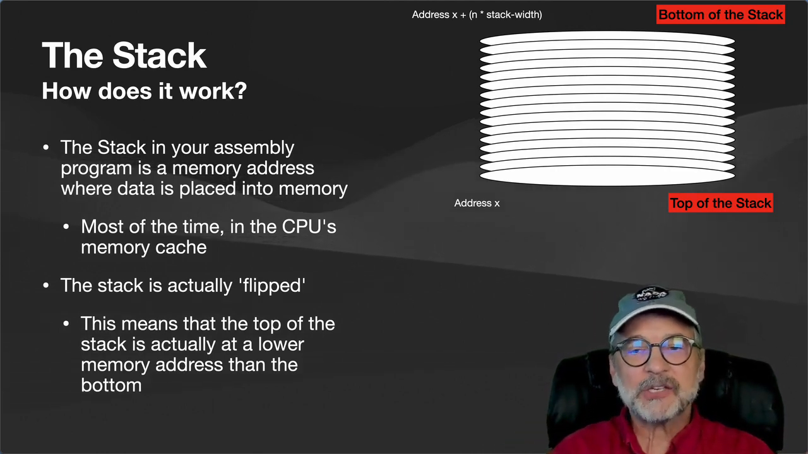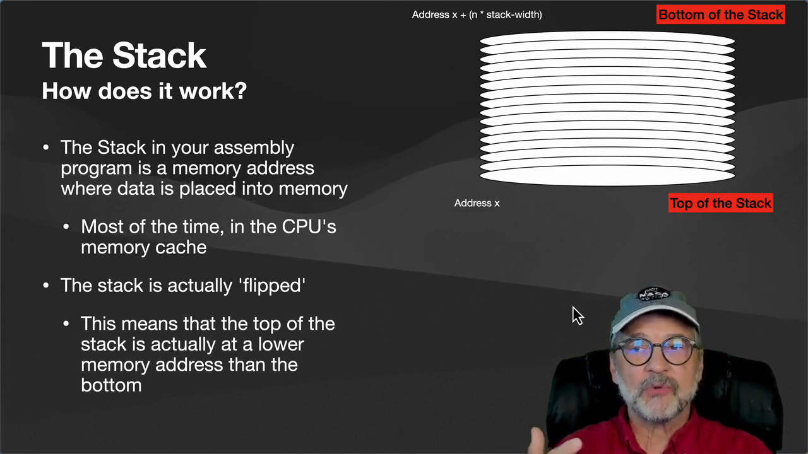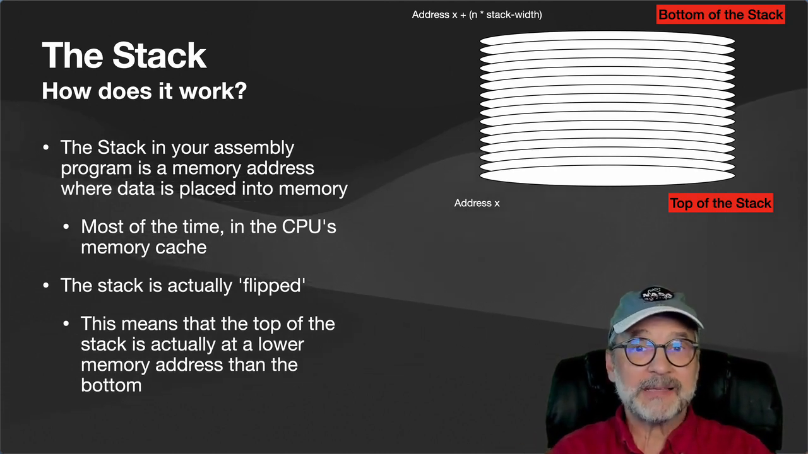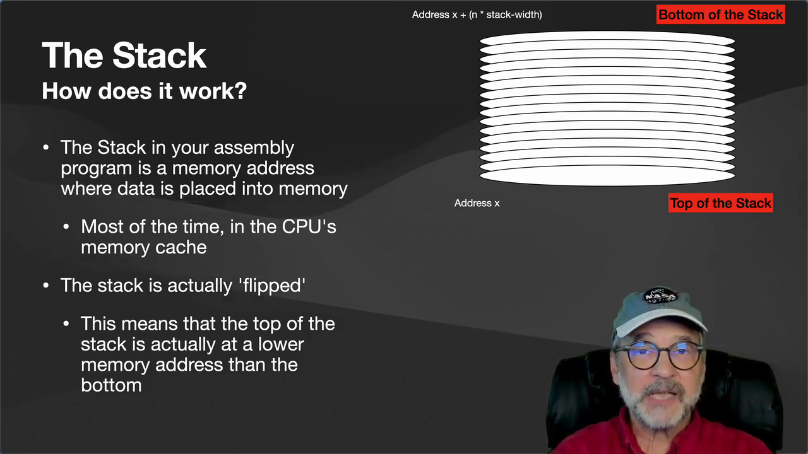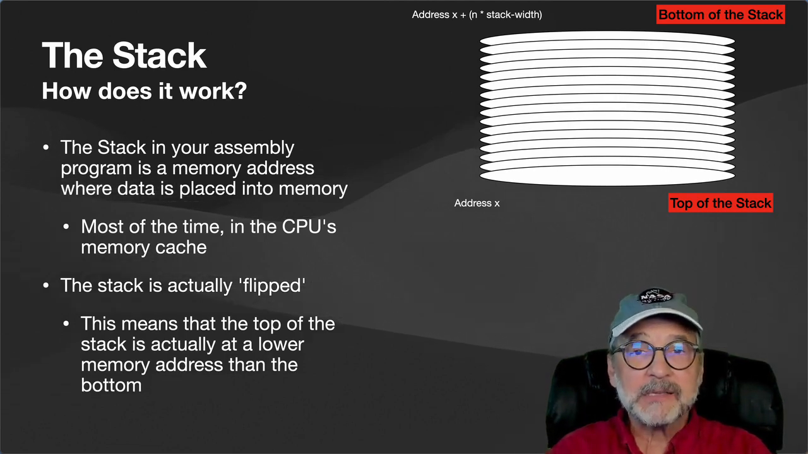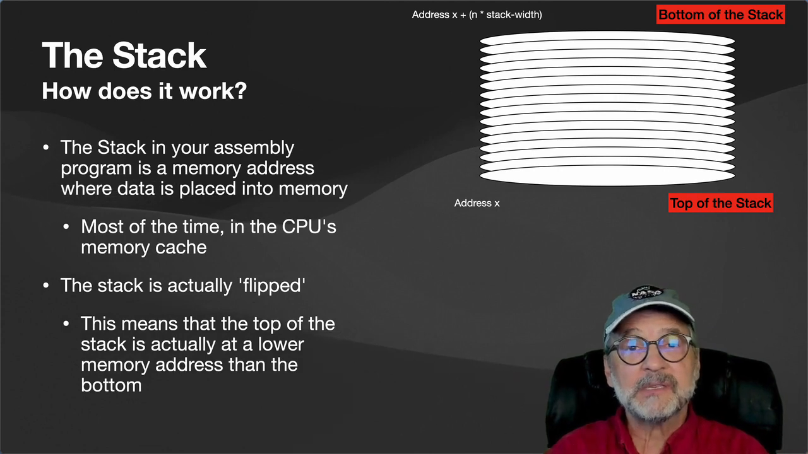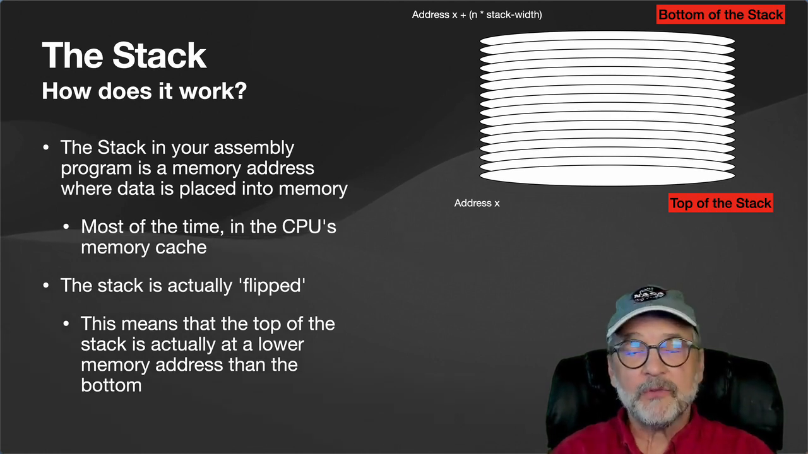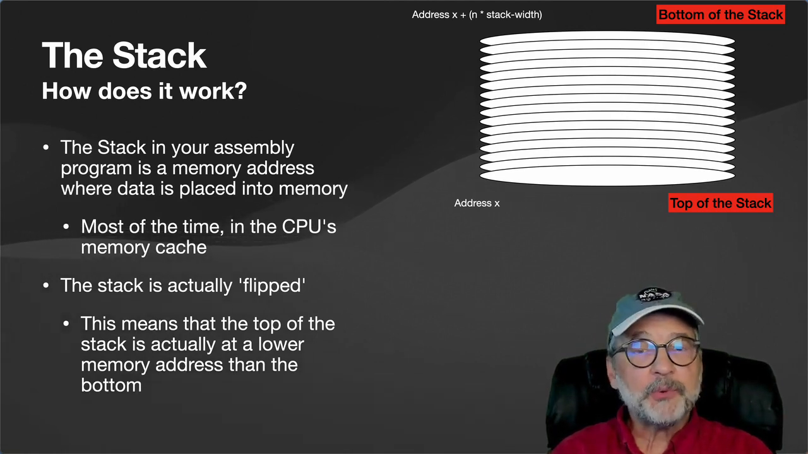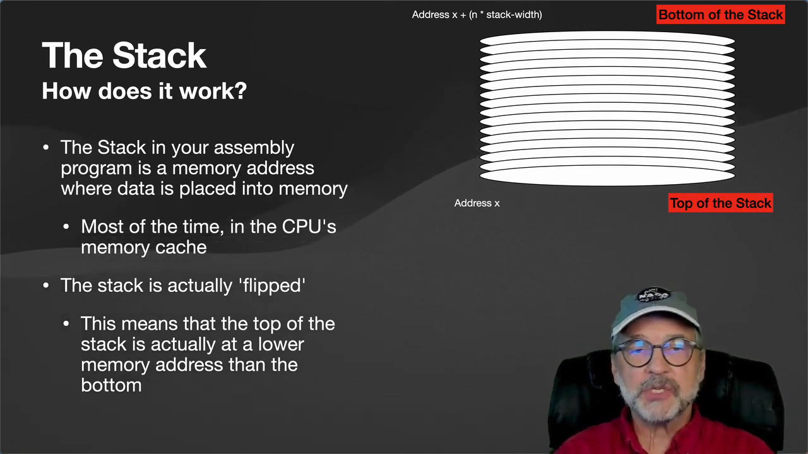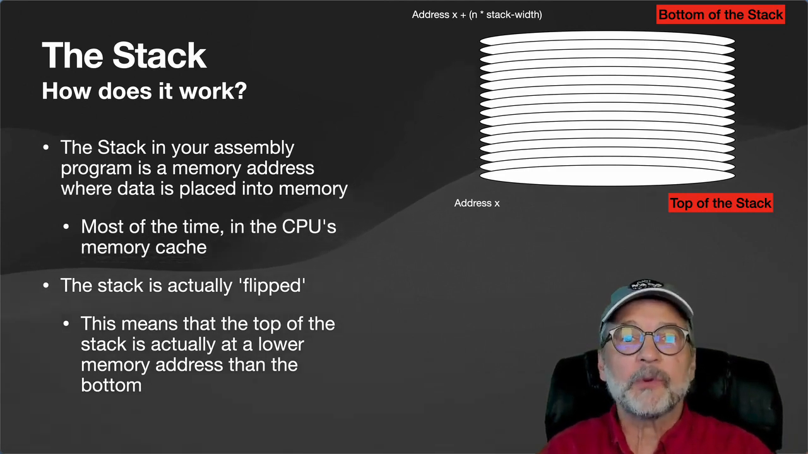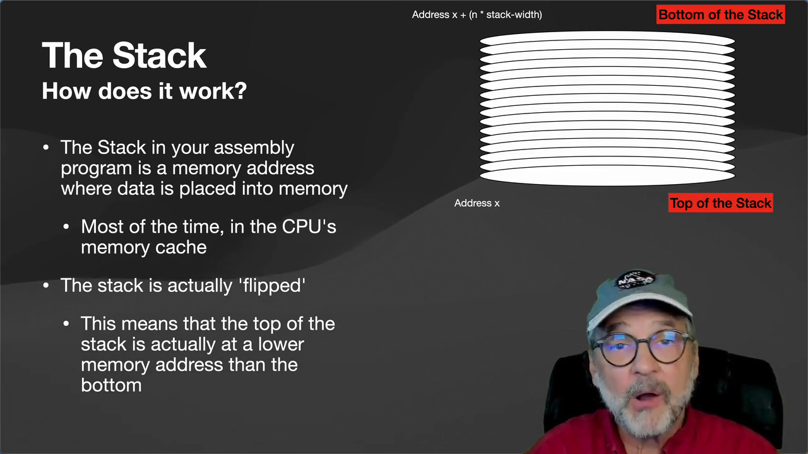So the stack is actually flipped when you're talking about the address. As you can see here, the top of the stack is maybe address X. The bottom of the stack would be address X plus the number of items in the stack, N, times the size of each item in the stack. And if you're a smart programmer, everything you put in the stack is the same size. It makes your code just more readable. It makes it less of a problem of having problems.